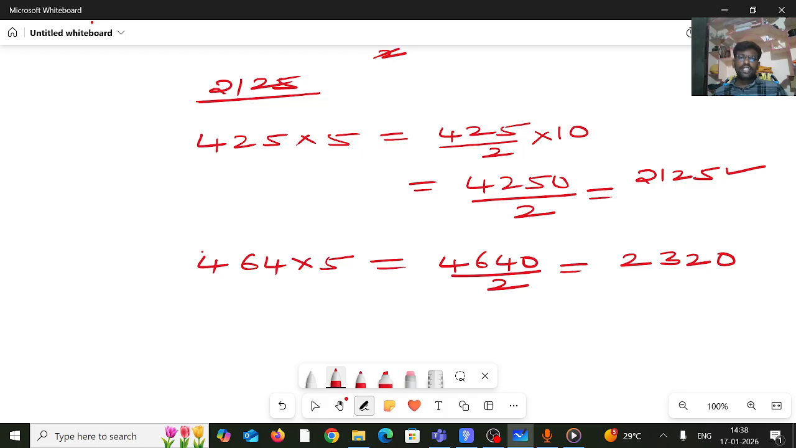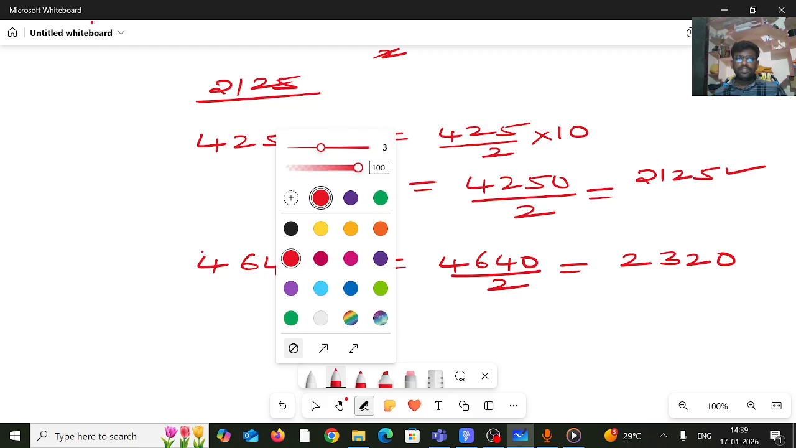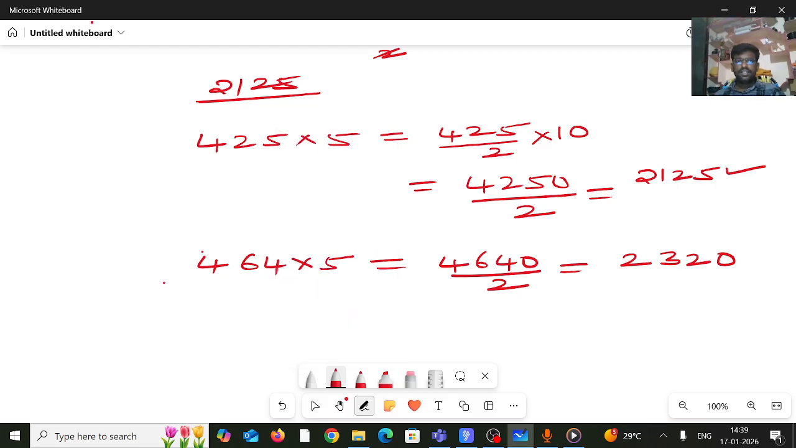If you go on dividing that number, it will be a little bit difficult for you. That will also be easy, but if you take half, you will get the answer most easily. And next, I will explain another example regarding multiplication with 5.